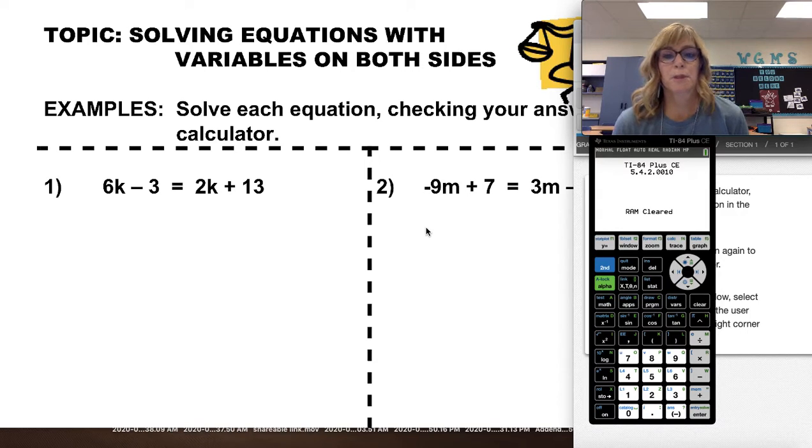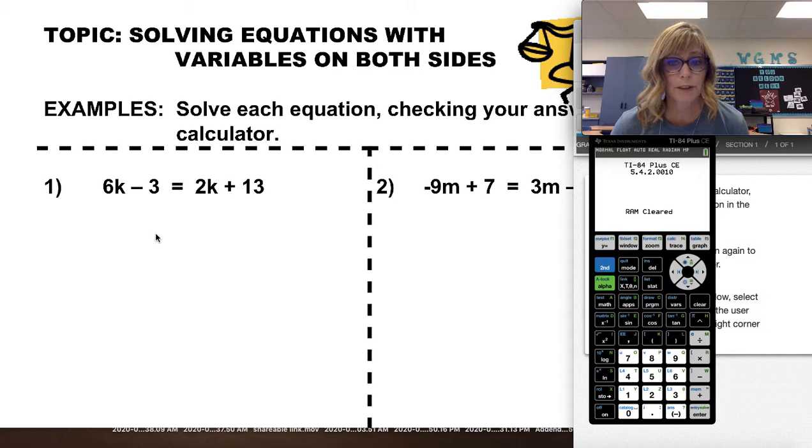Work 4 examples with you on solving equations with variables on both sides. And so just like yesterday, we want to get the variables on the same side of the equation. It doesn't matter if you bring the variables to the left side or to the right side, but you can do it either way. It's just whatever you feel comfortable with.